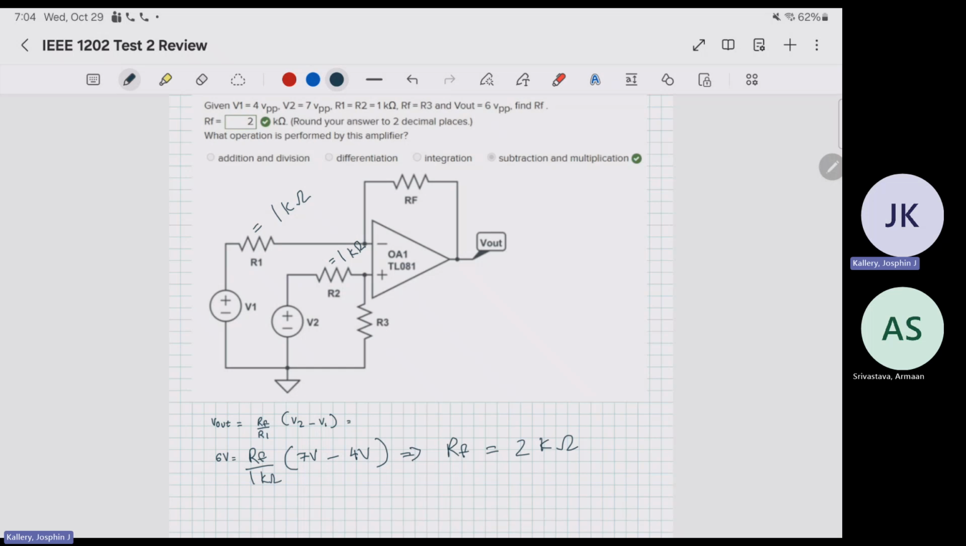So again, the formula is not that bad. It's more about knowing which resistors to use. So we went RF divided by R1 times the difference between V2 and V1. With the operation, you are basically doing subtraction with the voltages. I know it looks more like division, but it's technically multiplication. It's kind of like scaling down. That's why we say multiplication. But the operations are those.